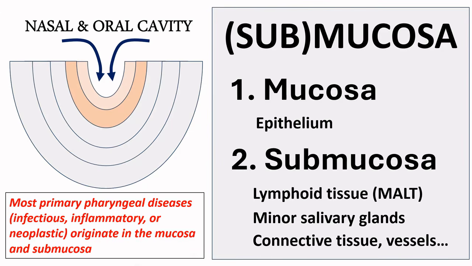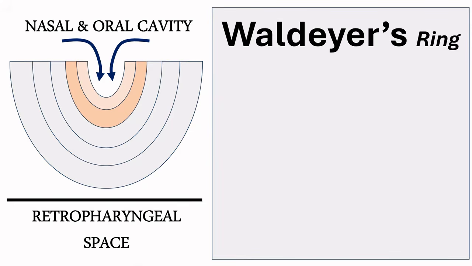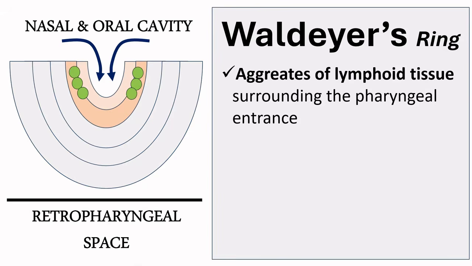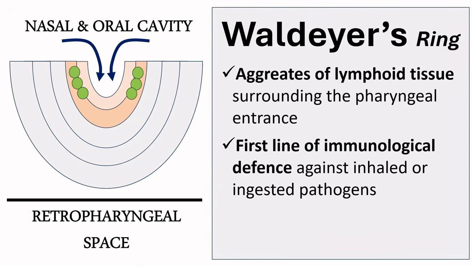Let's talk a little bit more about the lymphoid tissue we can encounter in the pharynx. The lymphoid tissue in the pharynx is organized in a ring, which is called Waldeyer's ring. I hope I pronounce it correctly. Maybe it's Waldeyer's ring, I don't know. And these are basically aggregates of lymphoid tissue located in the submucosa immediately underneath the mucosa, which surround the pharyngeal entrance.